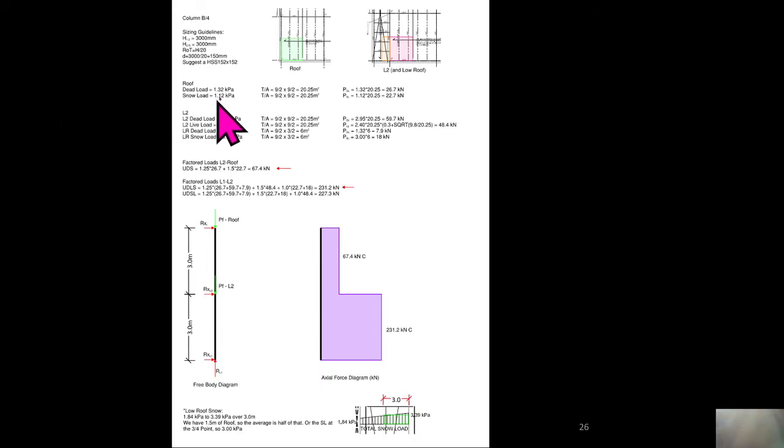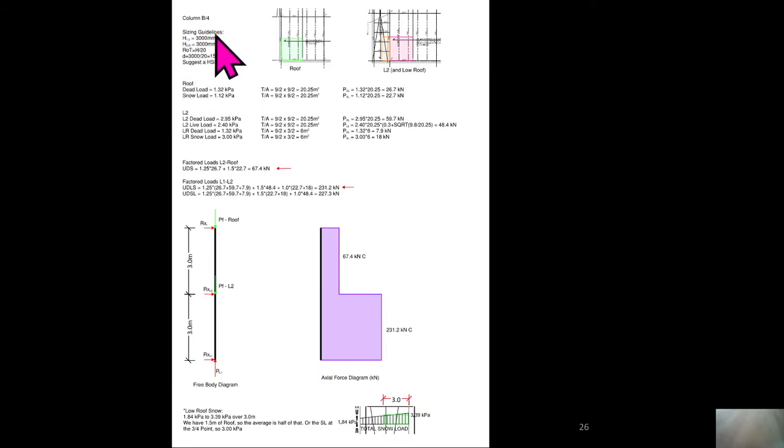Okay, so we have our column B4. We know it picks up some of the roof and some of level 2, and then a part of the low roof as well. I have drawn here for you guys, I've highlighted the tributary areas that column picks up. So look at this. The first thing we should always do, if we were trying to draw this on a set of drawings, is draw something reasonable.